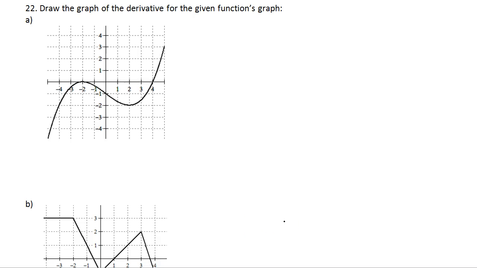Draw the graph of the derivative for the given function's graph. Okay, so for these smooth varying curves, the first thing you want to know is when does it have a horizontal tangent? Here's one, here's one. In terms of the derivative, those are the places where the derivative is equal to 0, because a horizontal tangent means 0 as a derivative. So at -2, the derivative should be 0. At 2, the derivative should be 0.